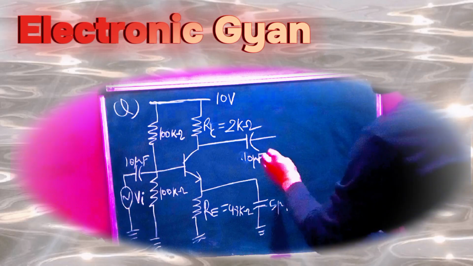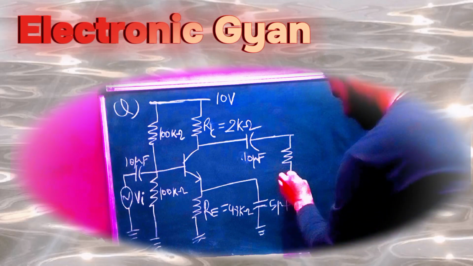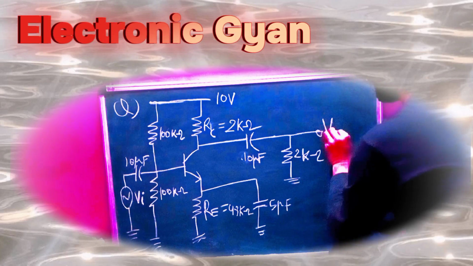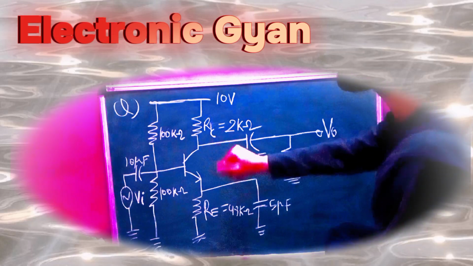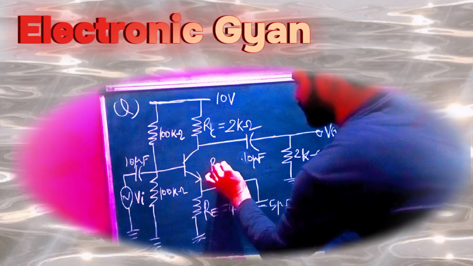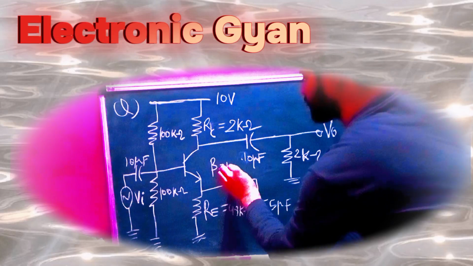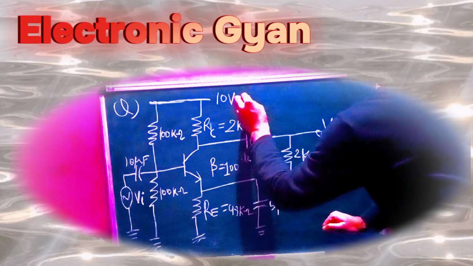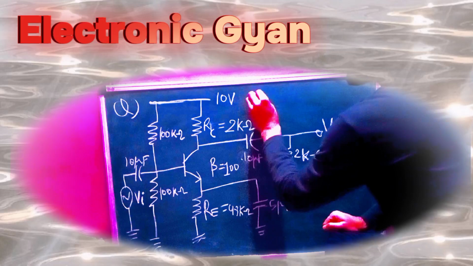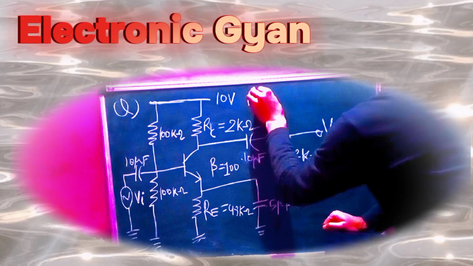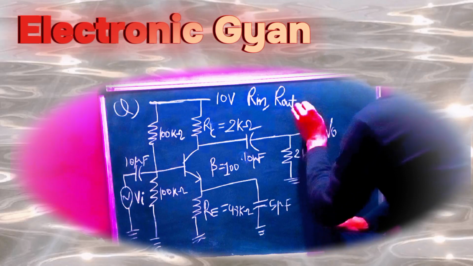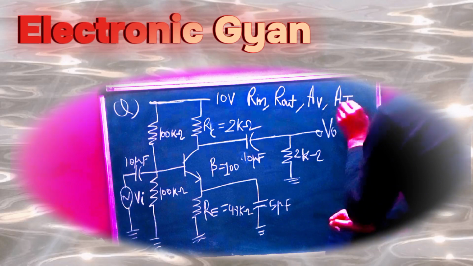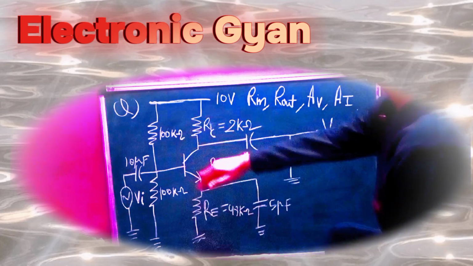Here I am going to connect one load of 2 kilo ohm, and this is my output voltage. So this is my common emitter amplifier, and the beta current gain is given as 100. Now we have to calculate the input resistance, output resistance, voltage gain, and current gain from this common emitter amplifier.